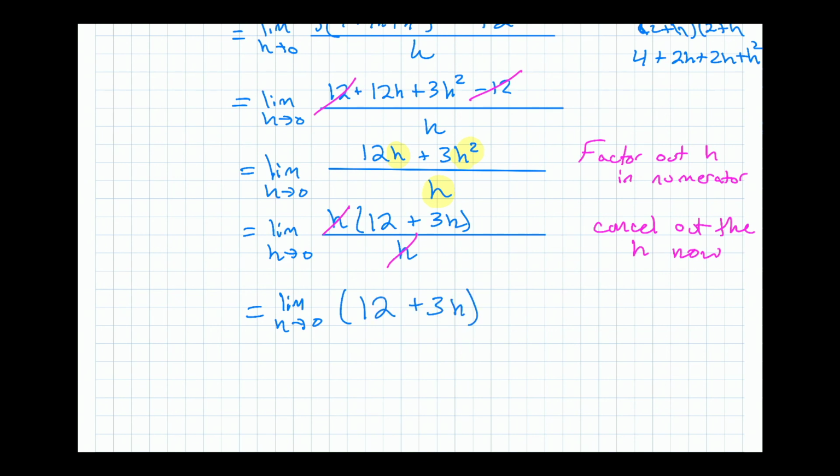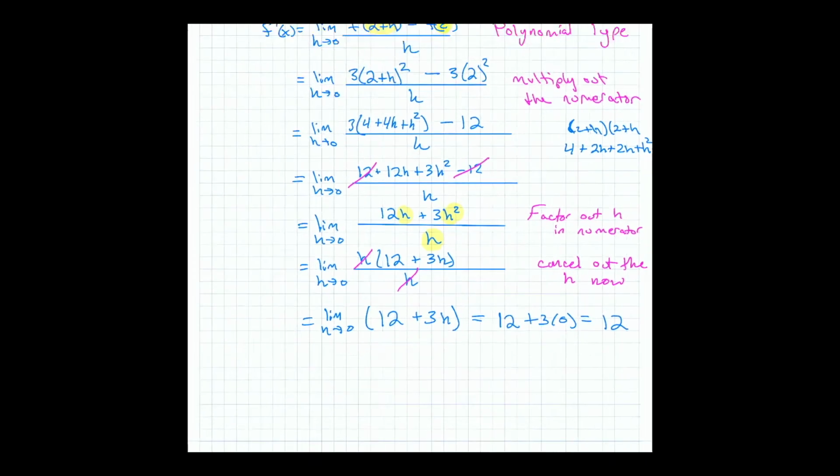Now, once we've done that, we've got 12 plus 3h here, right? No denominator, so there's no divide by 0 anymore, which was the problem at the beginning, although I didn't make a big deal out of that. So we get here, and then what are we going to do? Well, you can just plug in your h equals 0 now. So 12 plus 3 times 0. So what is that? It is 12.